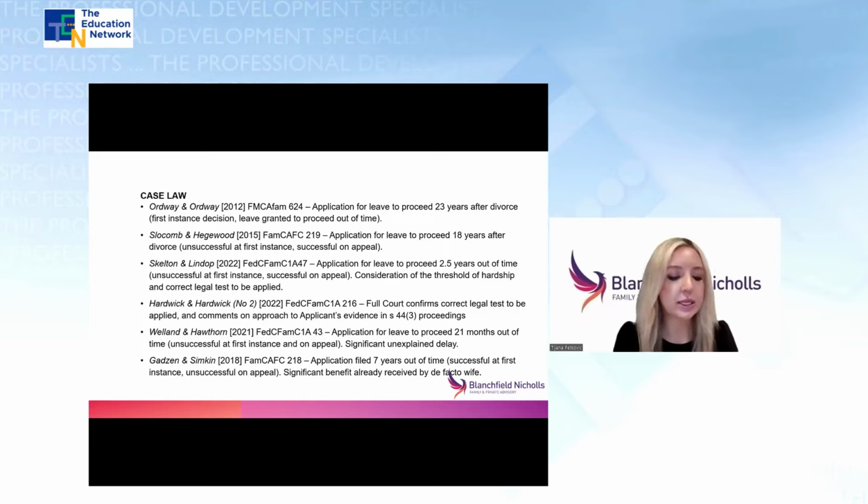The second case that we will go through this afternoon is the case of Slocombe and Hedgewood. This was a case where leave was granted by the court 18 years after the divorce was granted. This case went on appeal, so the wife sought leave to commence property proceedings out of time, and the primary judge refused to grant leave to the wife to proceed out of time, and the wife appealed.